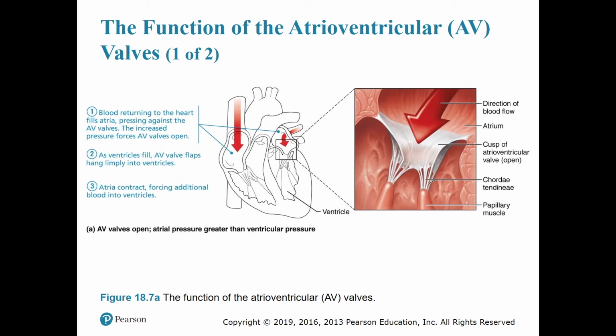Figure 18.7a, the function of the atrioventricular valves. Blood returning to the heart fills the atria, pressing against the atrioventricular valves. The increased pressure forces the atrioventricular valves to open. As the ventricles fill, the AV valve flaps hang limply into the ventricles. The atria contract, forcing additional blood into the ventricles. So in A, the AV valves are open and the atrial pressure is greater than the ventricular pressure.